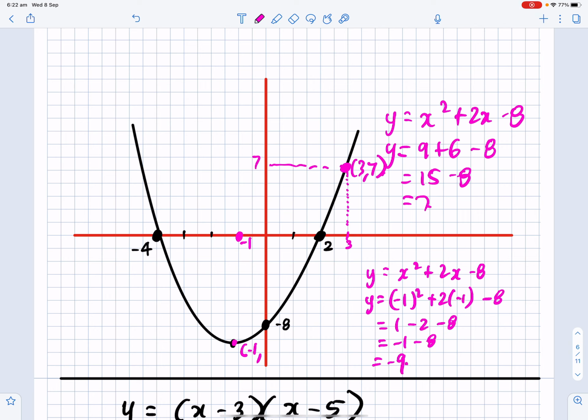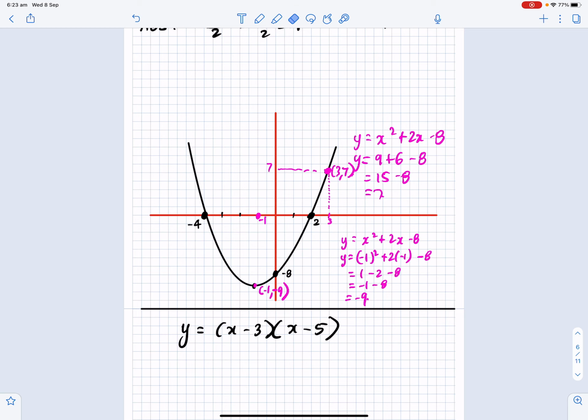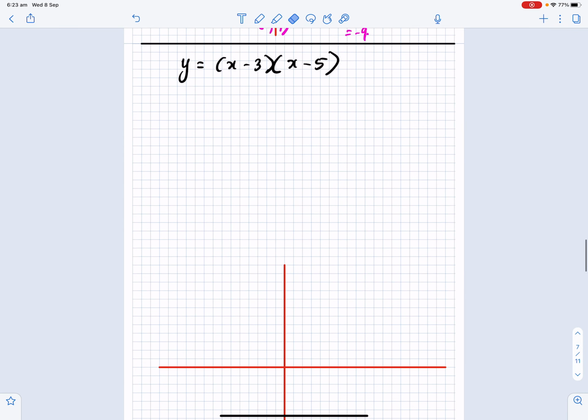Which is minus 9. So the vertex is the point minus 1 comma minus 9. We know that's correct because remember we were saying before, we're expecting the y value of this point to be lower than the minus 8. Otherwise there's a problem. Alright guys, so that's pretty much the x-intercepts, y-intercepts, axis of symmetry, and the vertex all done. Next question.